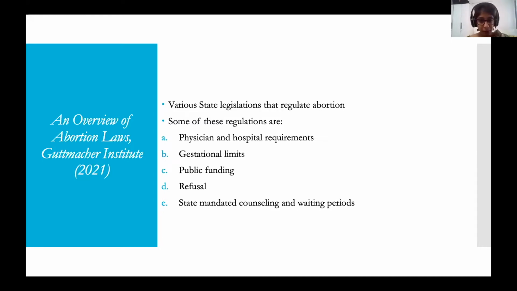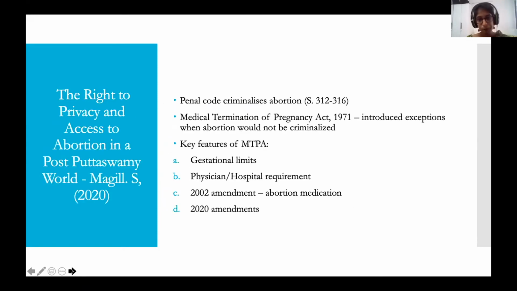So points C and D, that is public funding and refusal, are important because they don't per se prohibit abortion, but they decrease access to safe abortions. So this is the broad legal framework in the US. With these points in mind, let's now look at the Indian landscape.